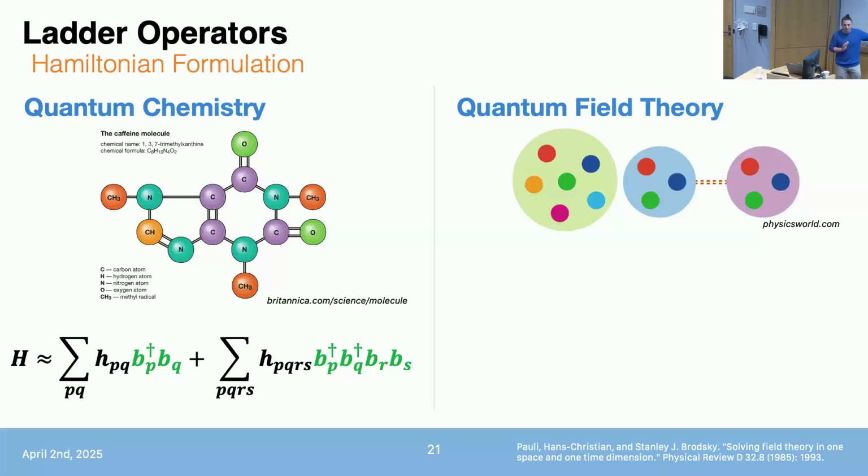Don't hate me if I'm using B and you're more familiar with A. The reason is that quantum field theorists use A for bosons and B for fermions, which to me is so stupid, but that's what they do.